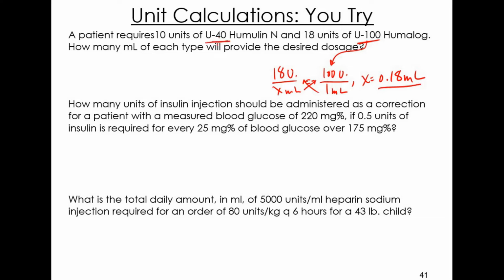The U40, by extension of the other concentrations that we know, must mean that it's 40 units per milliliter. And so if we want 10 units of this, we set up a proportion like that. And X will equal 0.25 milliliters.